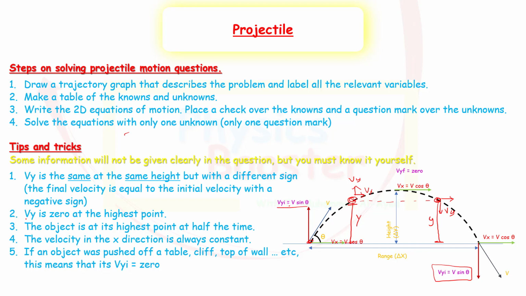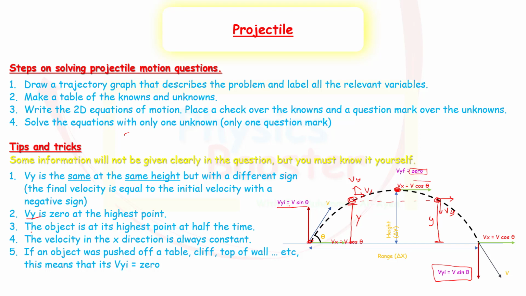Something else very important, Vy is 0 at the highest point. Well, we already know that because in motion in one dimension, we described that when an object is thrown upwards at the highest point, it will stop moving, then it will change its direction, and go back. So we can say at this point right here at the highest point, Vx is equal to V cosine theta because we said Vx does not change, but Vy will be equal to 0.